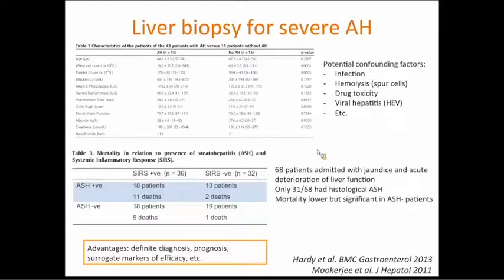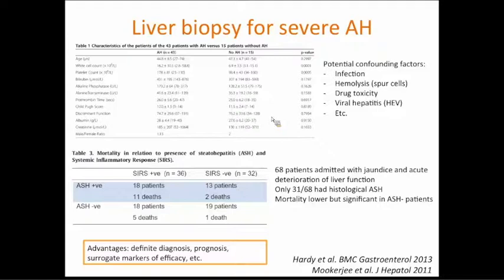When you compare the differences in terms of clinical but also biological features in these subgroups, there was little or no difference between the two groups, meaning that some patients admitted with jaundice with heavy drinking may have no alcoholic hepatitis. And we have potential confounding factors such as infection, such as hemolysis, especially spur cells, which are frequent in patients with severe cirrhosis. You also have drug toxicity, viral hepatitis, and so on.